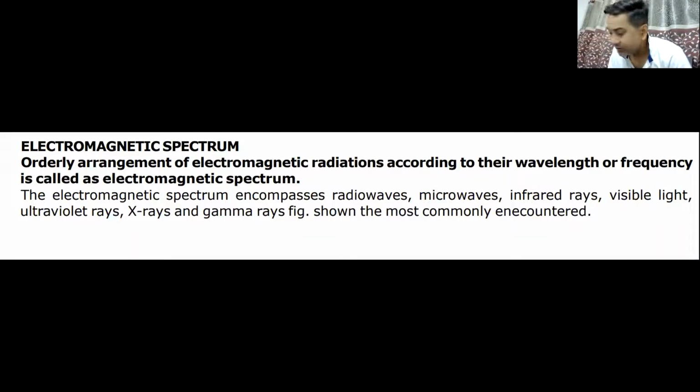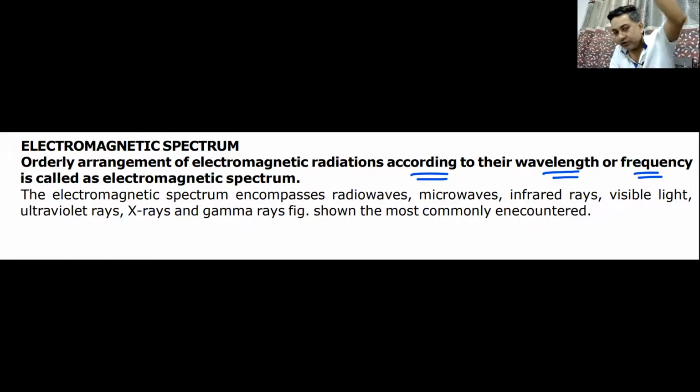That takes us to the next thing, which is known as electromagnetic spectrum. What do you mean by electromagnetic spectrum? It is nothing but when we arrange all these electromagnetic radiations according to their wavelengths or frequency, in the increasing order of wavelength or decreasing order of wavelength or increasing order of frequency or decreasing order of frequency, that spectrum, that arrangement is known as electromagnetic spectrum.